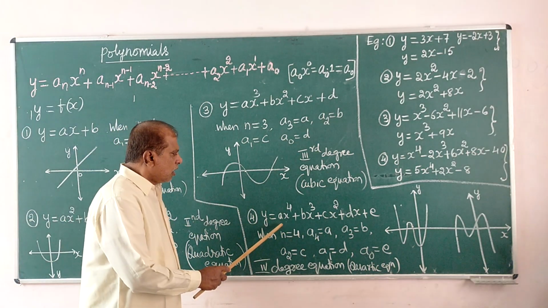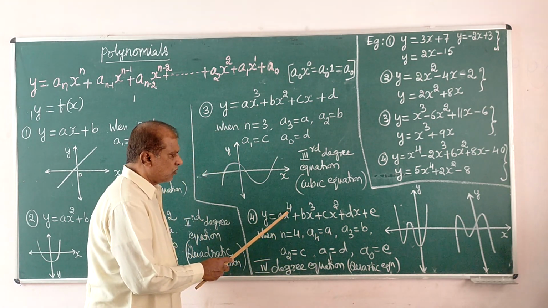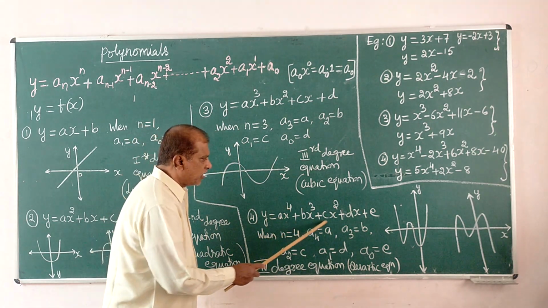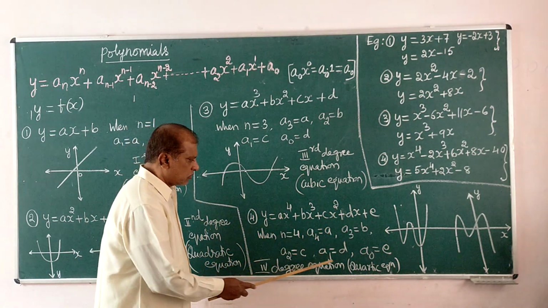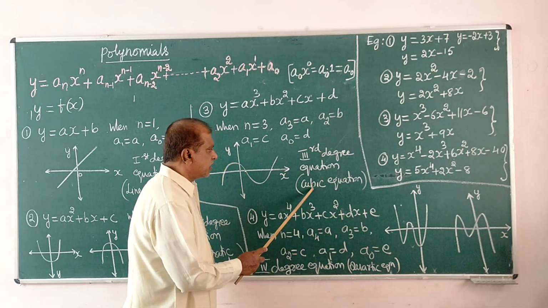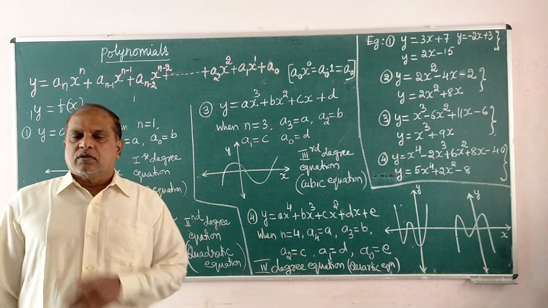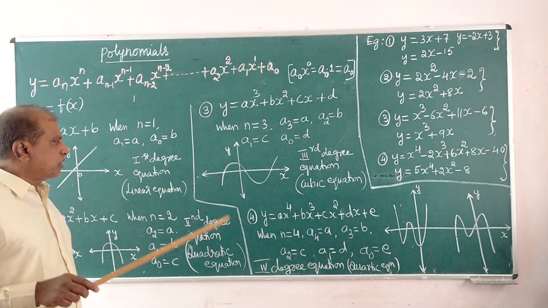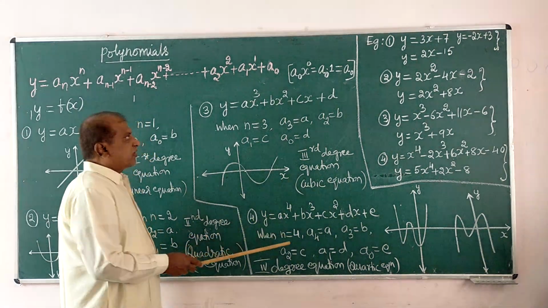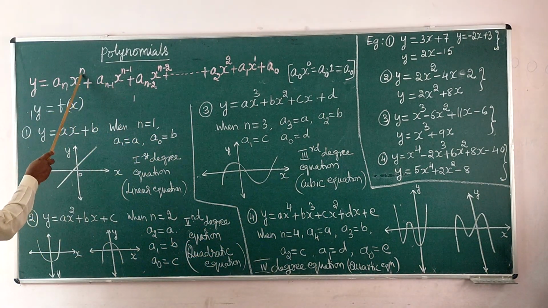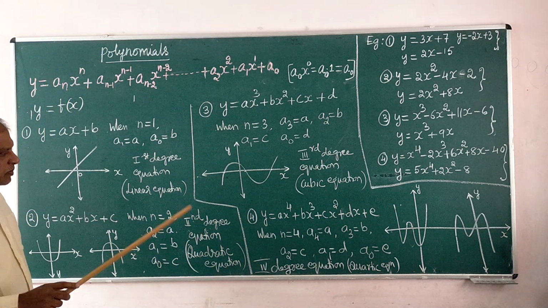This is a polynomial equation of 4th degree. Degree 4, 4th degree polynomial. 2nd degree equation we call quadratic equation. This is called cubic equation. So likewise, we get different types of polynomials. We get 4th degree, and when you give n equals 5, we get 5th degree. When n equals 6, like that, different degrees of polynomial are got depending on the value of n.